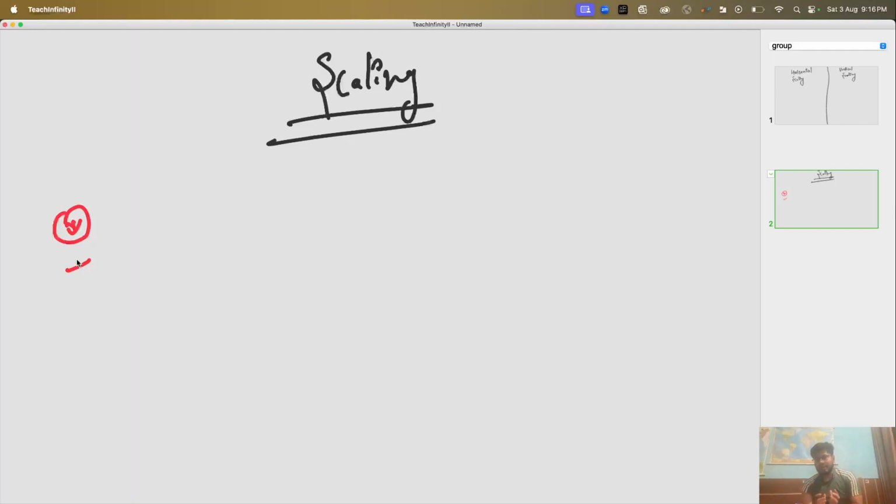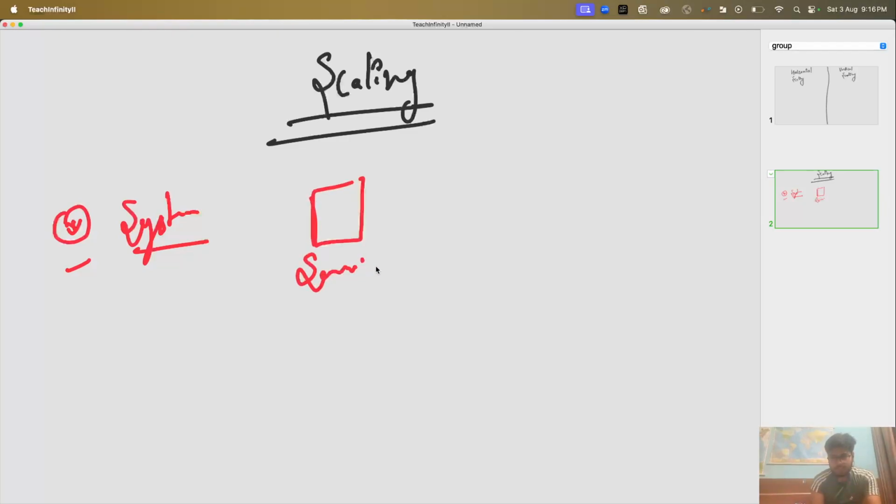Scaling, as you generally know, is that you are scaling something. There is a scale, you are scaling something. For example, you have some piece of code and you're scaling it to some bigger one. That is what we call scaling. In the system design world, scaling basically means, for example, you have a service.